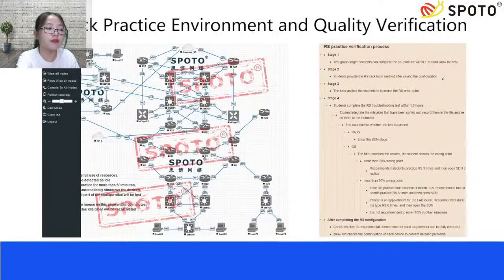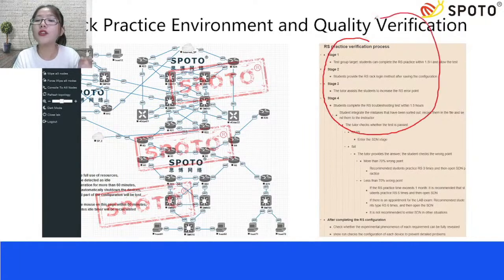And in the next part, you can see the complete routing and switching environment. This part is about a complete routing and switching practice environment. If you achieve our standard, we will verify your routing and switching quality. And if you have any problem, I will tell you where there are deficiencies to improve.